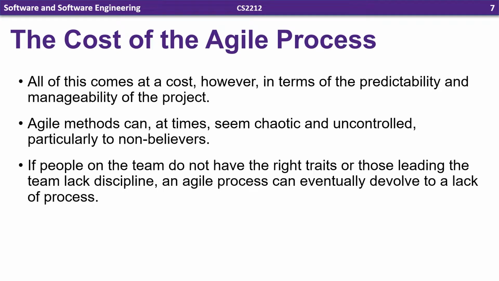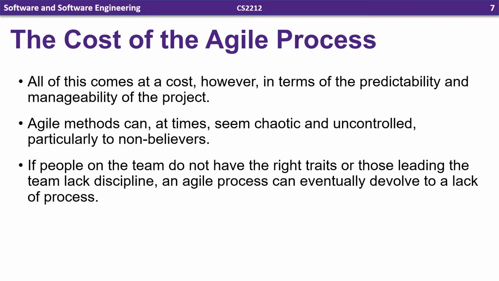There are costs, however, to agile processes. It's not all sunshine and rainbows. And usually this is in terms of predictability and manageability of the project. So these agile methods that we're going to be looking at can at times seem rather chaotic and uncontrolled. This is particularly true to people that are sort of set in the old ways, in the traditional models, or management that's very hands-on and likes to have fine control of their development teams. So it can be a hard sell if you're trying to introduce this to an organization or team members that aren't used to an agile process.